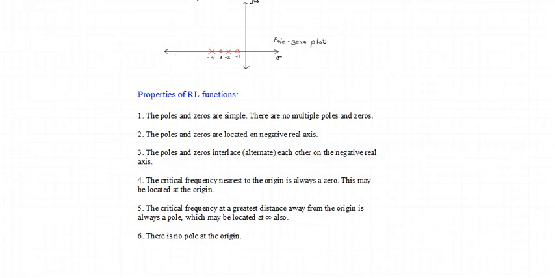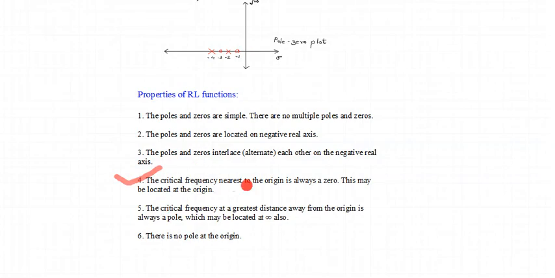And the most important characteristic is again the fourth one, wherein we find the critical frequency which is closest to the origin. What do we identify here? We observe that the pole or the zero which is closest to the origin is always the zero. In an RL function, it is always the zero which is closest to the origin. And what we observed in RC function, it is always the pole which is closer to the origin. But the RL function differs with respect to RC with respect to this property.